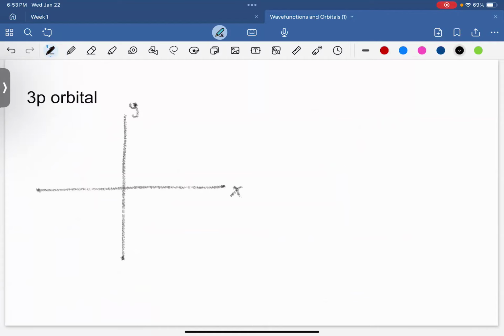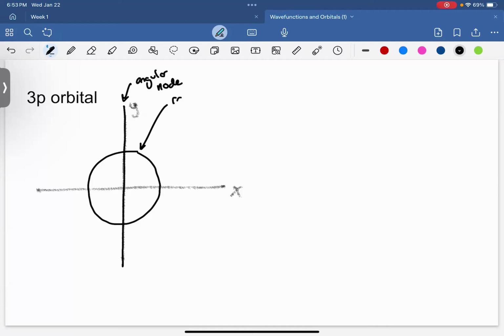Now I'm going to draw my nodes. So a 3p orbital has both an angular node as well as a radial node. Otherwise, all the same rules still apply. Whenever we cross a node, it has to be 0 in our wave function. Whenever we cross a node, we have to change the sign of our function.